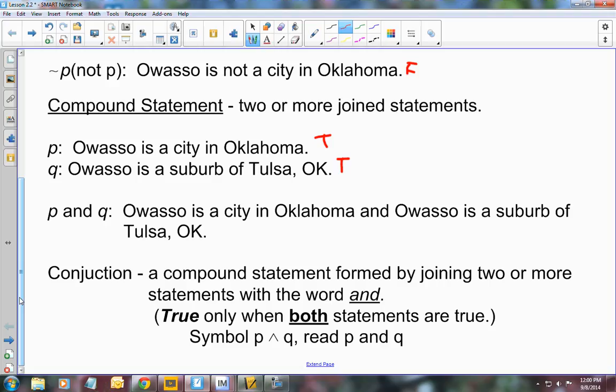Okay, so let's say that you told your parents that you were going to go to the movies and spend the night with your friend Joe. Joe could be a girl. So you're going to go to the movies and you're going to spend the night with your friend Joe. So you spend the night with your friend Joe, but you go to the bowling alley. Have you told your parents the truth? No, because you did one of the two things, but in order for that conjunction to be true, both of those have to be true.